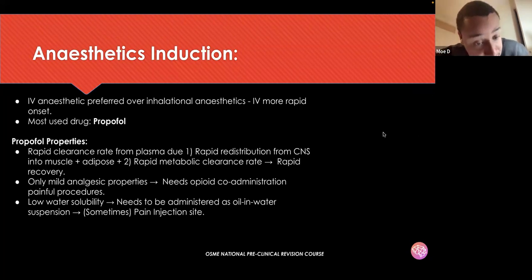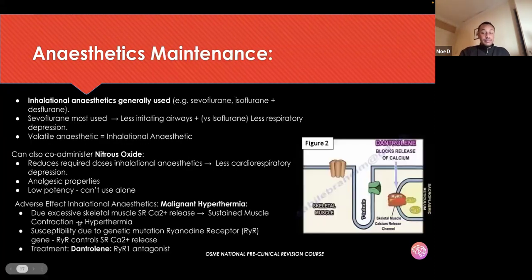However, disadvantages of propofol use are that it only has mild analgesic properties. Hence, you need to co-administer opioids for painful procedures when you're using propofol. Also, it has a low water solubility, which means that it needs to be administered as an oil and water suspension. This can sometimes cause pain at the injection site for the patient.